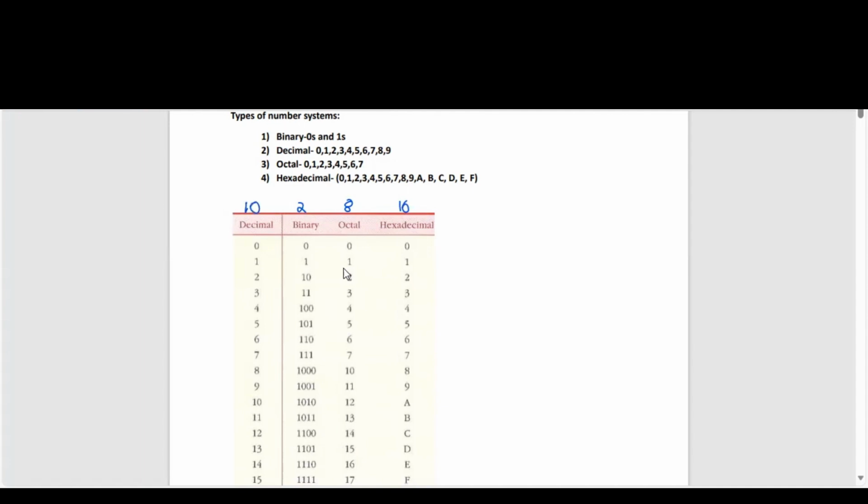Keep that in the back of your mind. That's one thing I have to remember. I use that all the time, the majority of the time. Decimal is base 10, binary is 2, octal is 8, hexadecimal is 16.